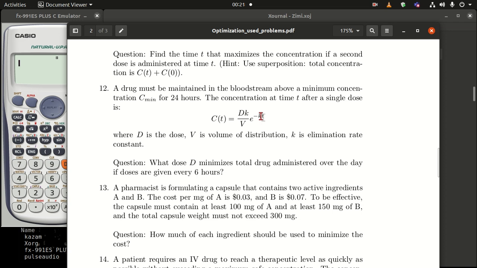And then this K here, of course, is the rate at which the drug leaves the body, or how fast your body is metabolizing this drug. And then, of course, E is the Euler number. So that's what we have here. And then let's look at the question.